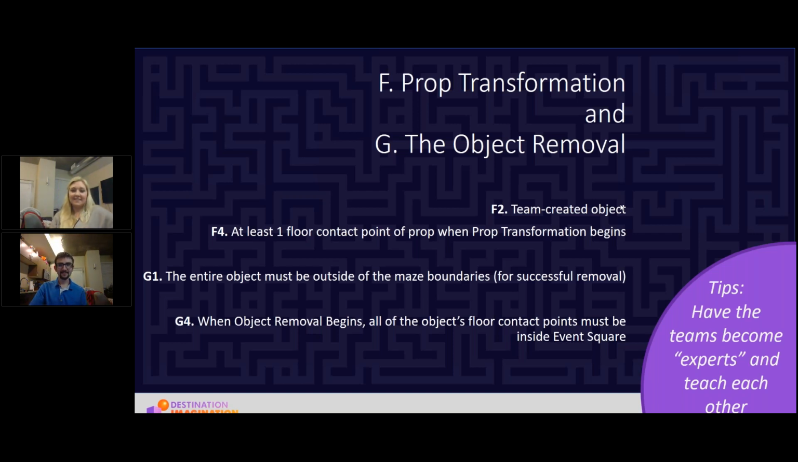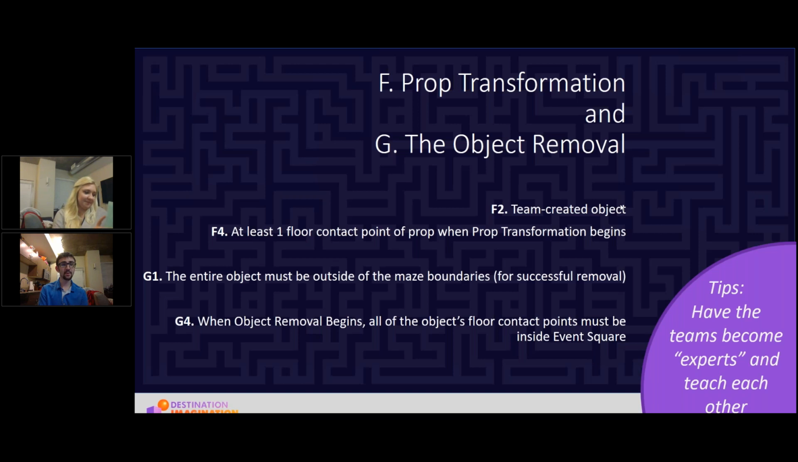So the question is, the entire object must be outside of the maze boundary. Does the whole thing have to be out, or could teams define the object as a small part of their whole solution, as part of their object removal process, and take just that part outside? So the object you remove is another one of those things that's defined in your team's paperwork.